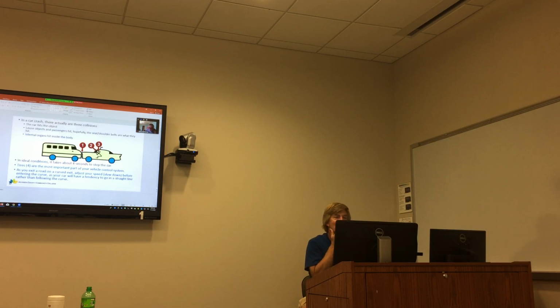So in a car crash, when you think about what actually happens, there's actually 3 collisions. And if you look at the diagram they've got here, the car hits the object, that's the first thing. And then there are loose objects like we just talked about. There could be loose objects inside the car. But hopefully your seat and shoulder belts are what they hit. So hopefully that's the only thing that you hit, then you might have a sore shoulder. And then the bad part is the internal organs hit inside your body.